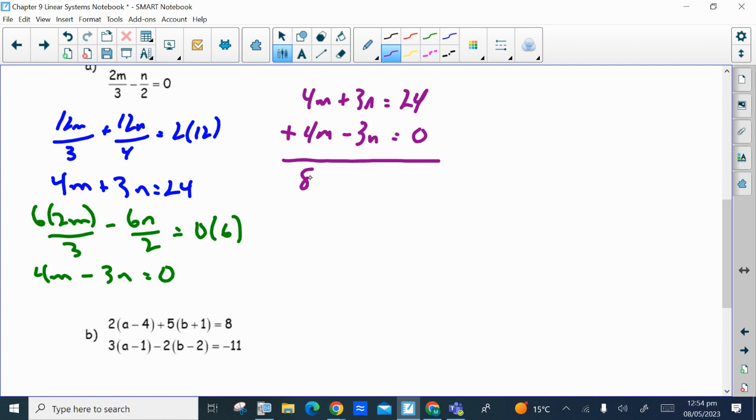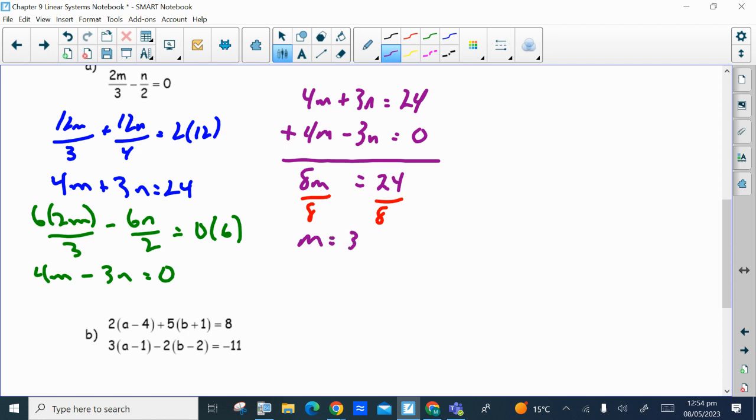4m plus 4m gives us 8m. 3n plus negative 3n, they cancel. 24 plus 0 is 24. So then we'll divide both sides by 8, and m equals 3.